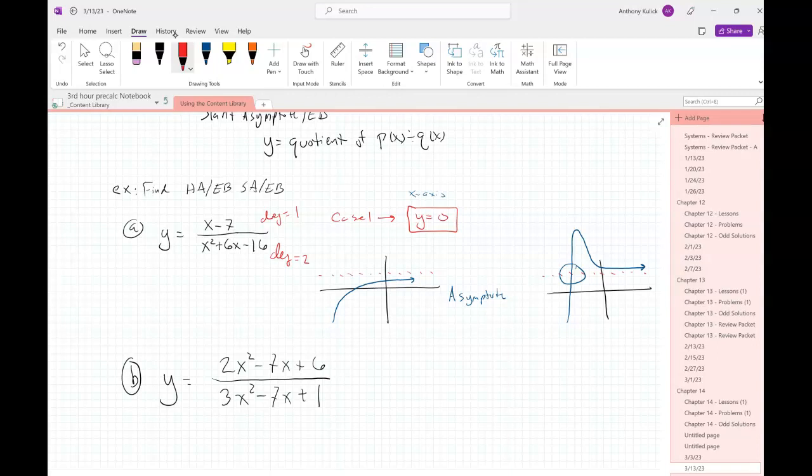Oh, this is case 2. Good. How did you know? Degrees are equal. So it's a degree 2 on top and a degree 2 on bottom. So this is case 2. So it's the leading coefficient of the numerator, which is 2, over the leading coefficient of the denominator, which is 3. Can Mr. Kulik tell on sight whether it's going to be end behavior or asymptote? No, he cannot. Nor could you.